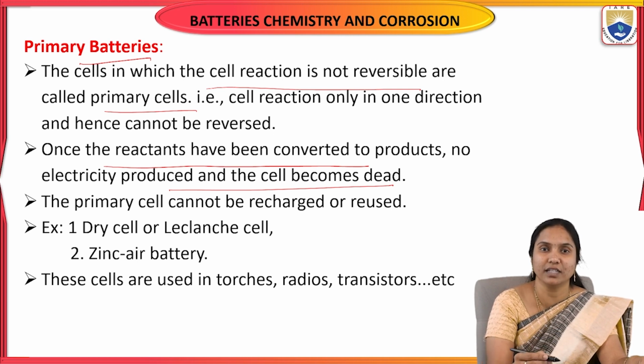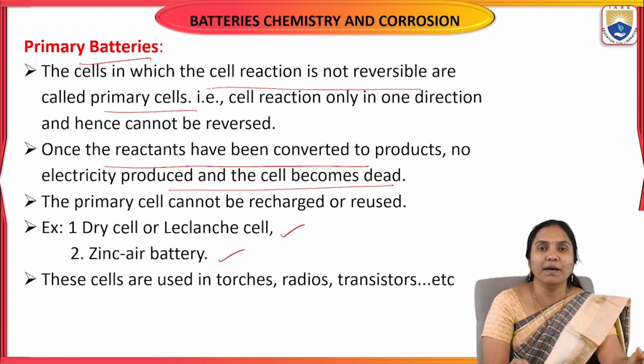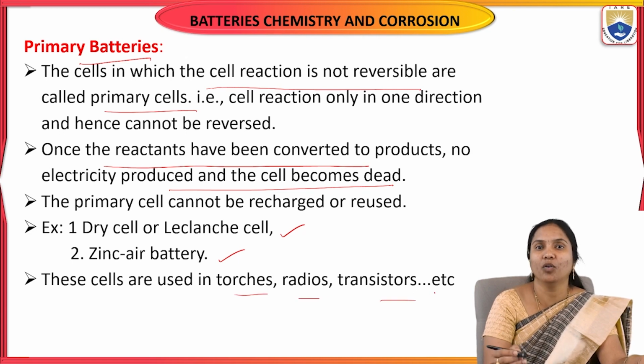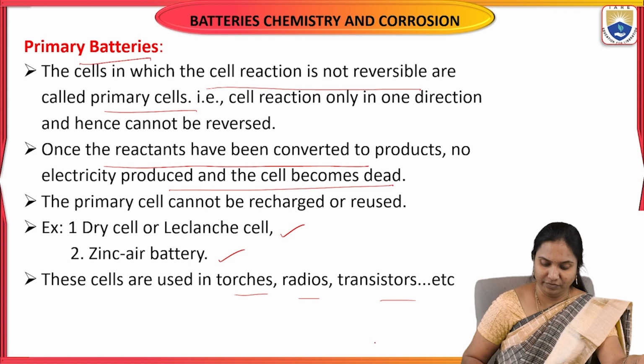The cell reactions take place in only one direction. Once reactants convert to products, it becomes dead. We cannot recharge, so these batteries are called primary batteries. The best examples are the dry cell or Leclanche cell and the zinc air battery. Primary batteries are generally used in torches, radios, transmitters, wall clocks, etc.